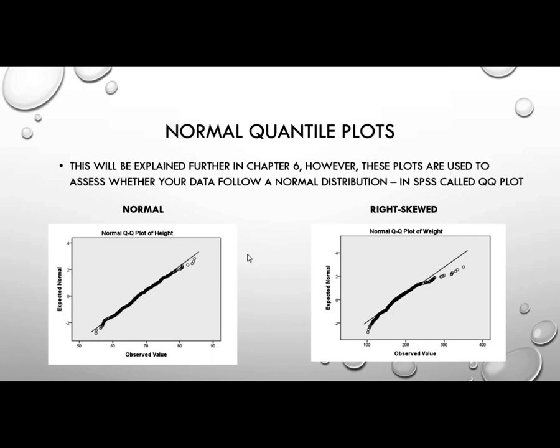In the book, they mention normal quantile plots, but we're going to go into that in greater length in Chapter 6. But these are plots that are used to assess whether or not your data follow a normal distribution. In SPSS, they call it a QQ plot, and I'll show you how to make them. But right now, all you need to know is if your data points follow this line, you're more normal. If your data taper off to the right, then you're right skewed. If they were to taper off to the left, it would be left skewed.